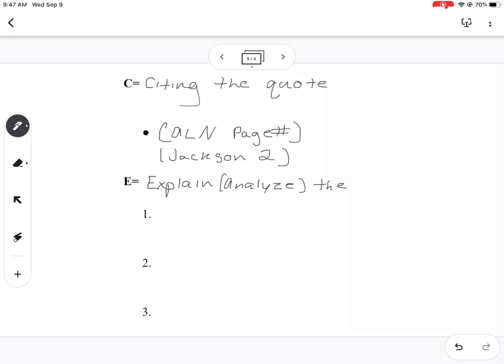Now, there are 3 parts to a really good analysis of your quote. The first is you need to summarize the context of the quote. Essentially, when we do this, I am asking you to tell me what is going on in the story, the novel, the poem from which you pulled your quote. A simple sentence for this is really all you need.